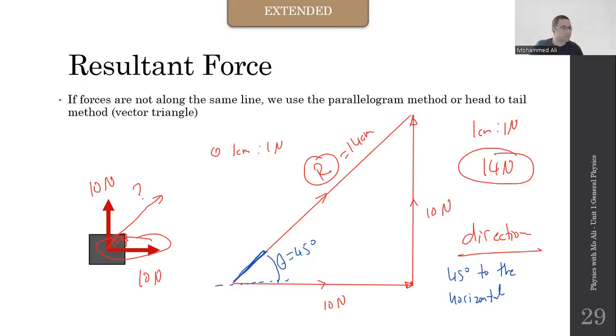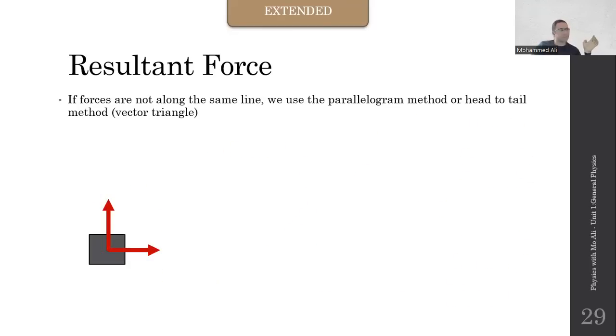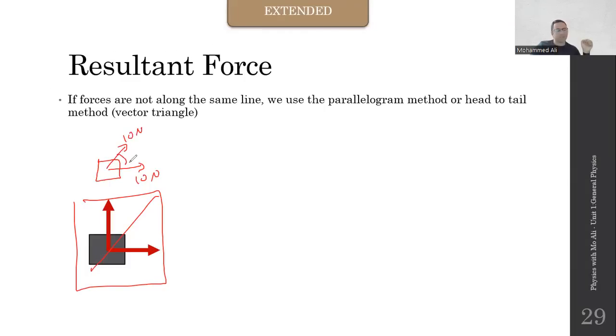Excellent, this is a good question. If the forces are not at 90 degrees, then what do you do? Let me clear all of this out, because that's a very good question. What if the forces we're discussing were, let's say, a 10 Newton force to the right, and another 10 Newton force at an angle of your choosing, let's say 30 degrees.